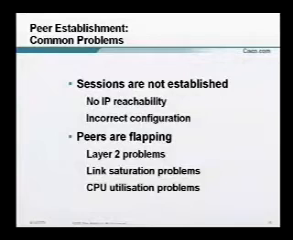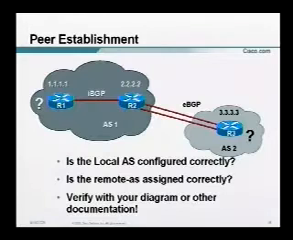Okay, so some of the common problems: no IP reachability, incorrect configuration, and flapping peers, another issue. There could be layer 2 problems. They're the most common. Link saturation problems or CPU utilization problems all give you flapping peers. So let's have a look at the peer establishment. You have a simple situation like this. We're trying to bring up a session between router 1 and router 2.